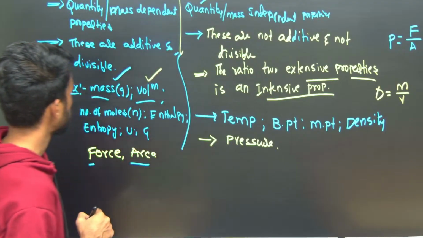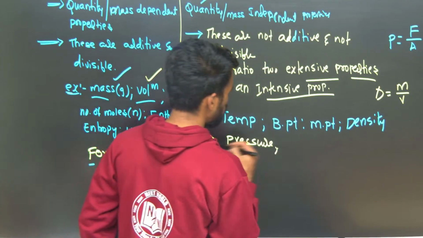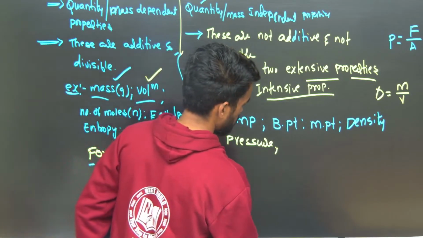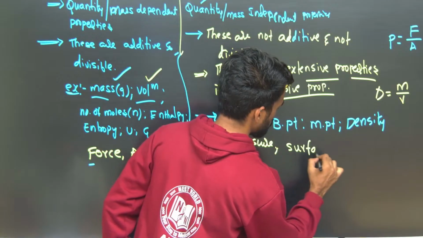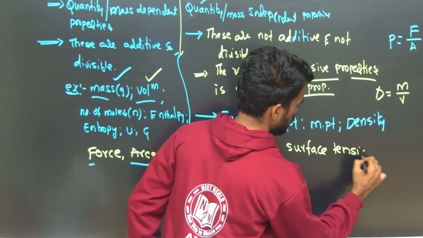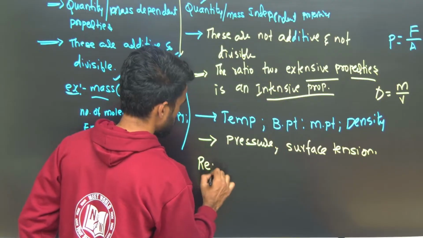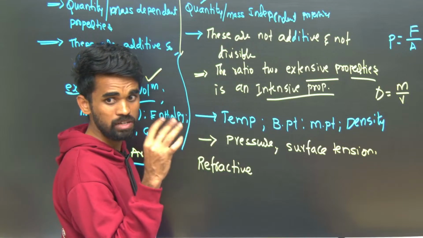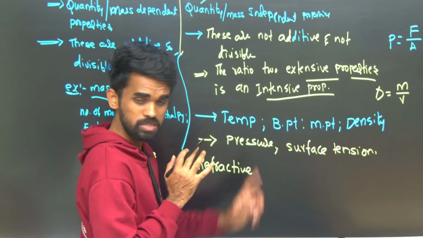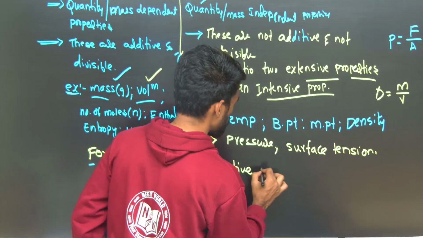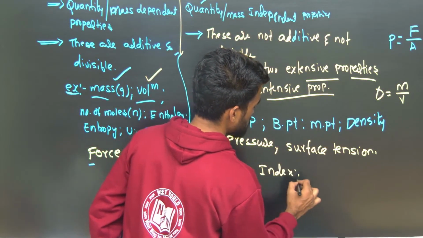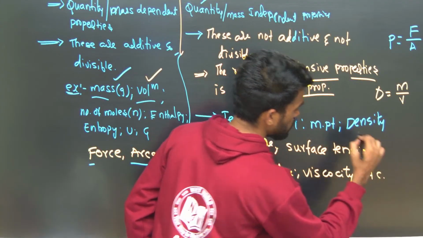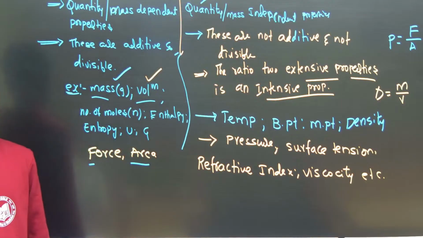Pressure. Okay, so you can remember this. And now here I am writing surface tension and refractive index. This will be a specific value for a particular substance, which comes in physics again. Surface tension, refractive index, and viscosity, etc. All these are what? Intensive properties.